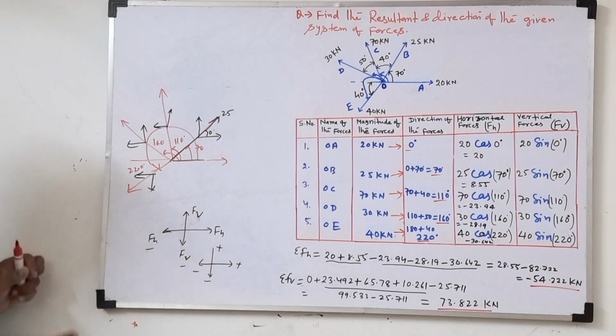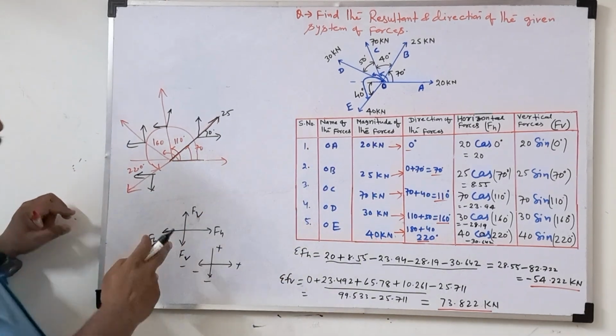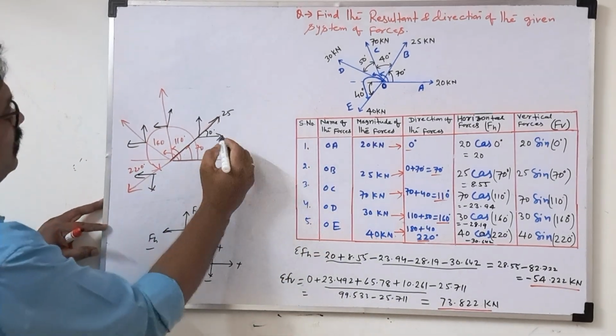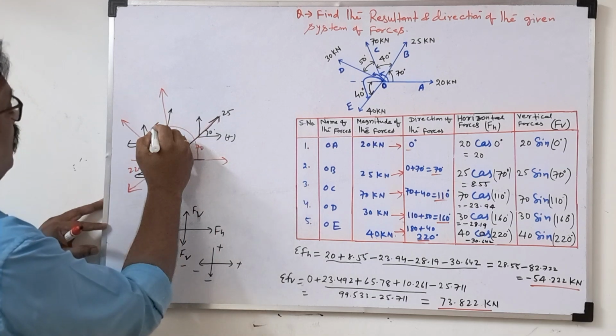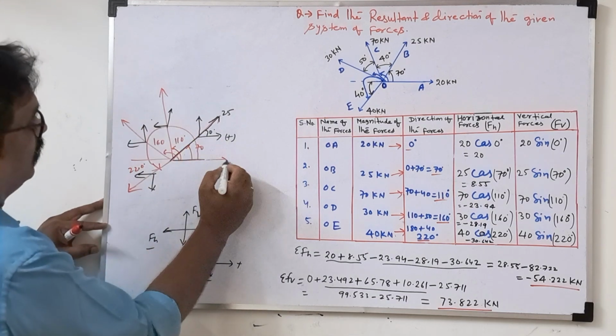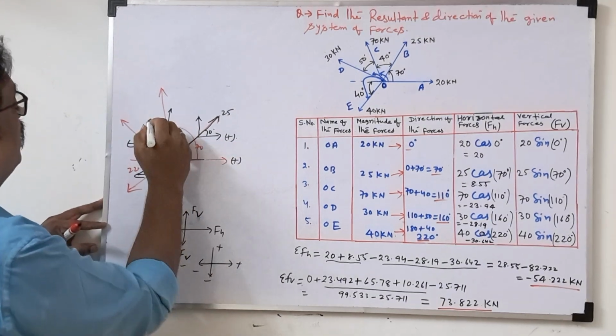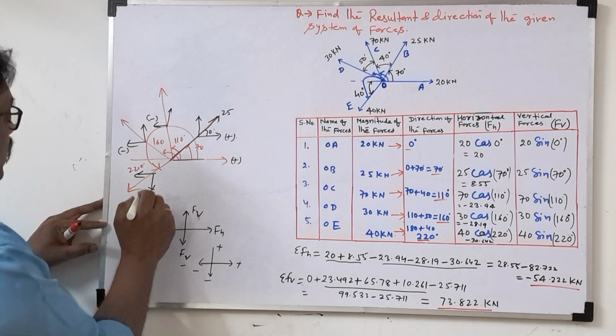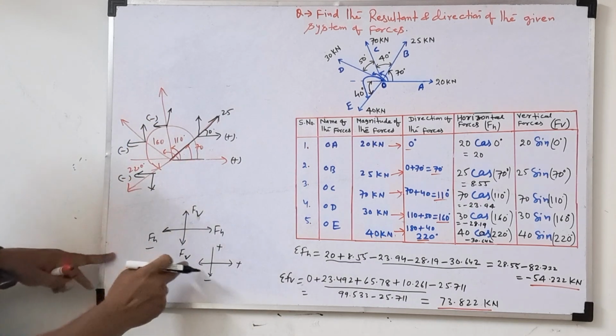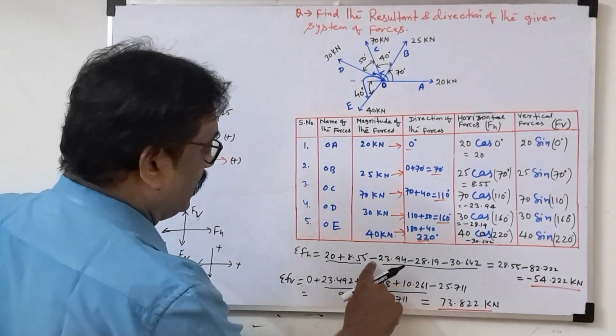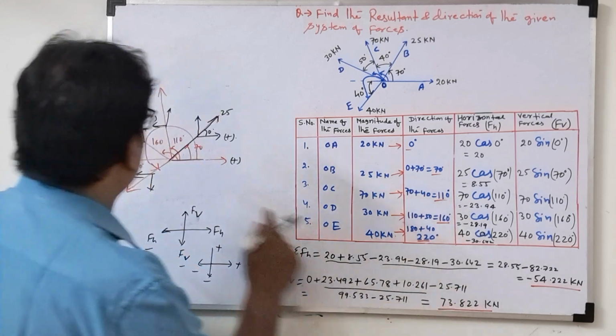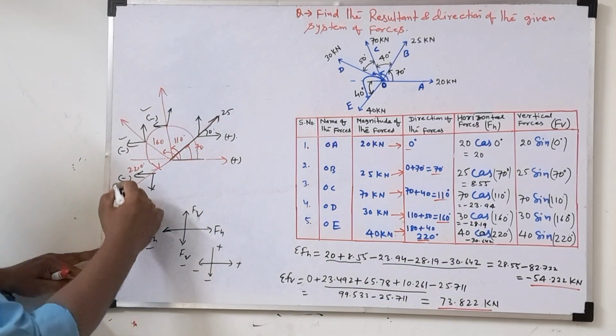Now see here, which one will come negative? First you see the horizontal. This horizontal will come positive, this positive, this will come negative, this will come negative, this will come negative, because of the negative direction. See, 3 negatives came now. 1, 2, 3 negatives came. First one, second one, third one came negative.